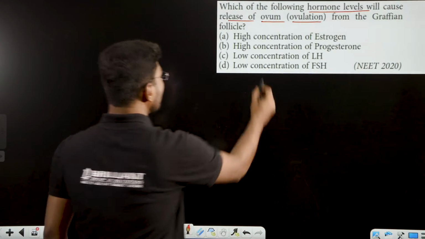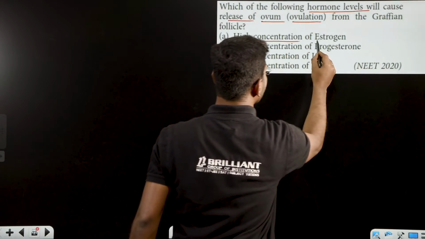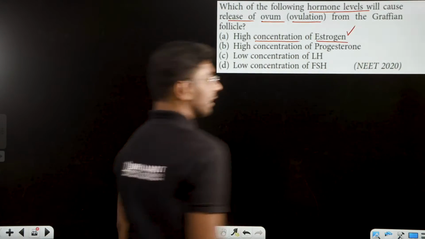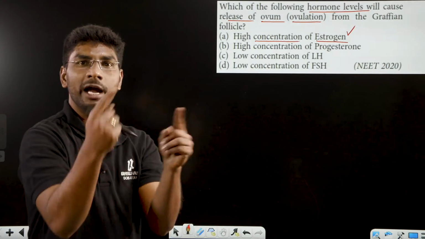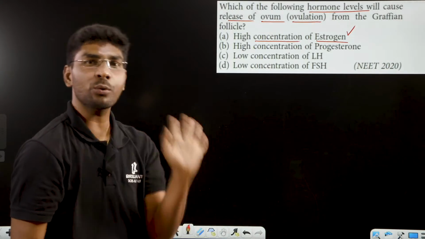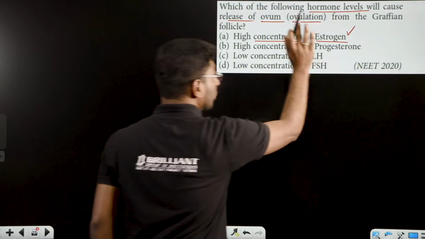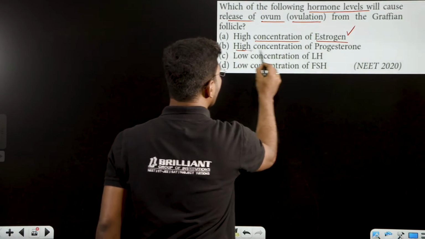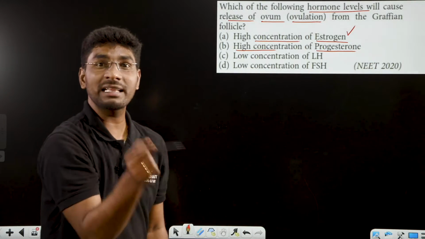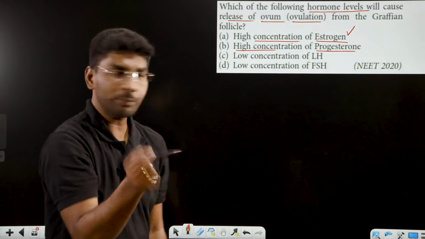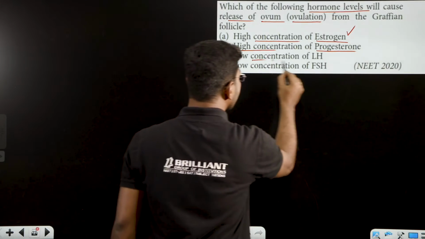Look at the options. High concentration of estrogen. Absolutely correct. Two hormones are involved, LH, the pituitary hormone, and also the estrogen hormone. But in the question, only a high concentration of estrogen is given. High concentration of progesterone? No sir. High concentration of progesterone maintains the endometrium thickness. You got my point.